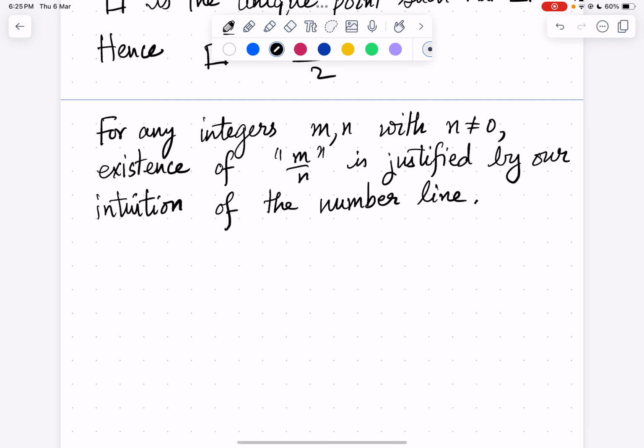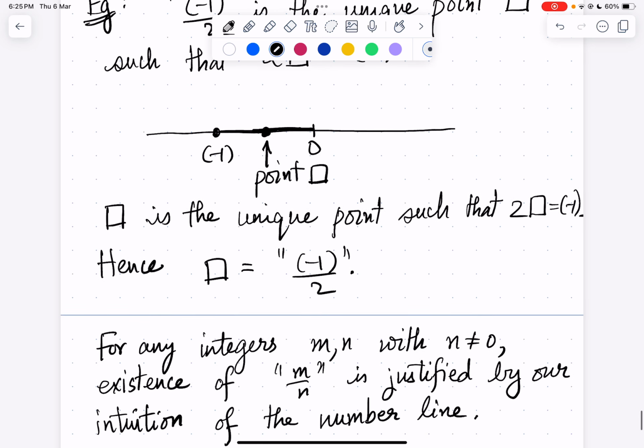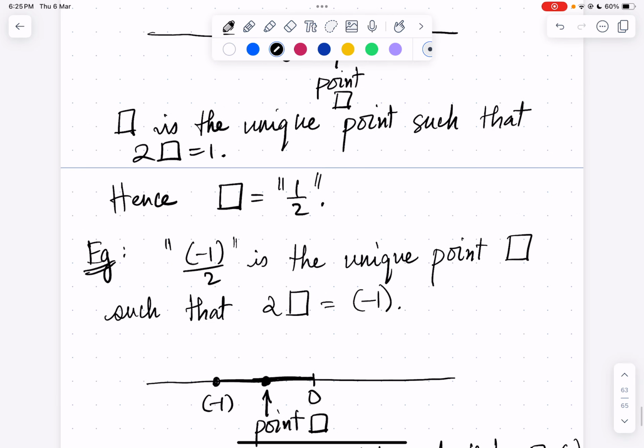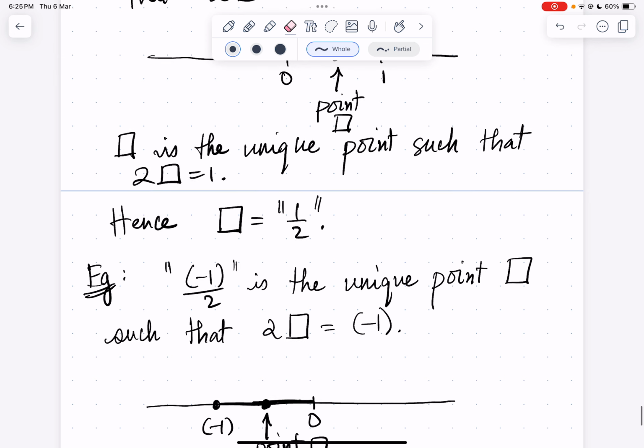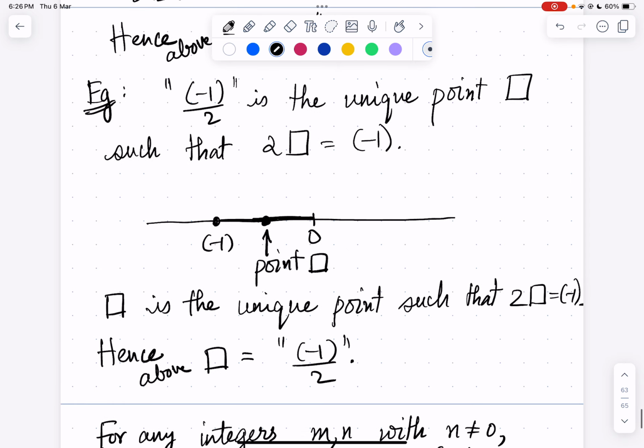By our intuition of the number line. For example, in this specific example, minus 1 divided by 2 is defined to be the unique point such that 2 times that point is minus 1, and the box is the unique point such that 2 times that box is minus 1. Hence the point above the box is half. So the marked point is half. This marked point is minus 1 by 2.